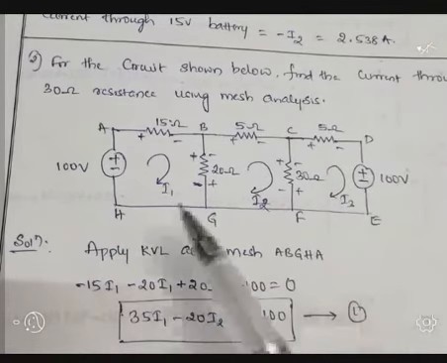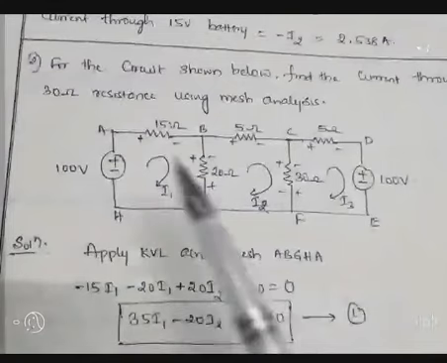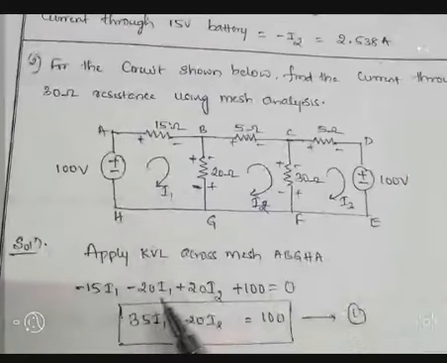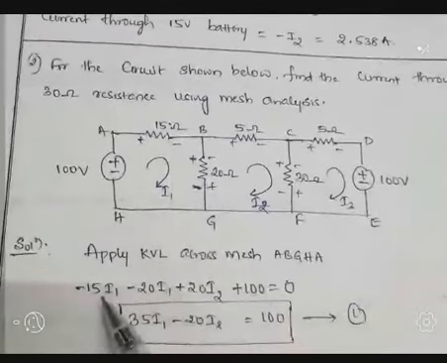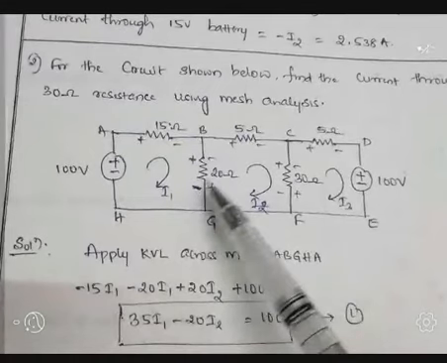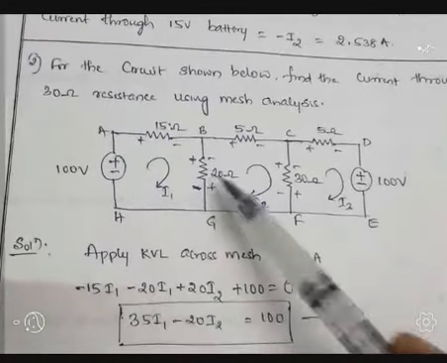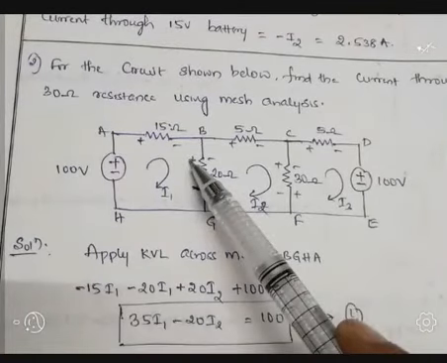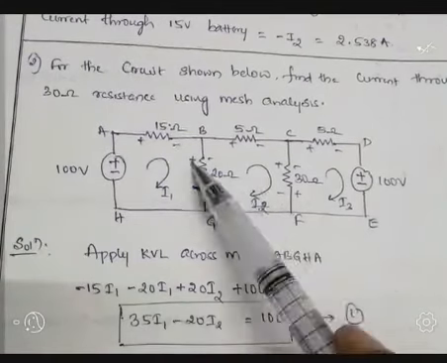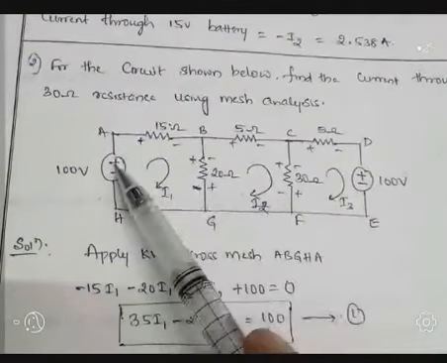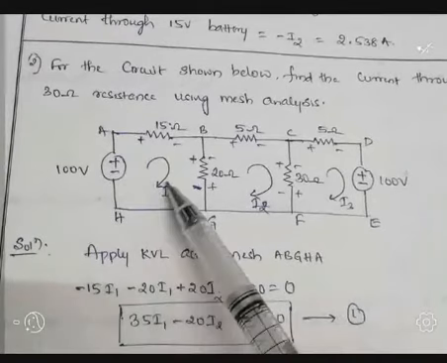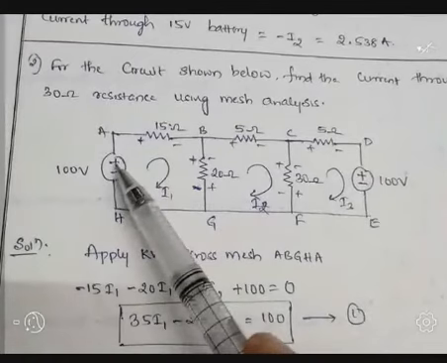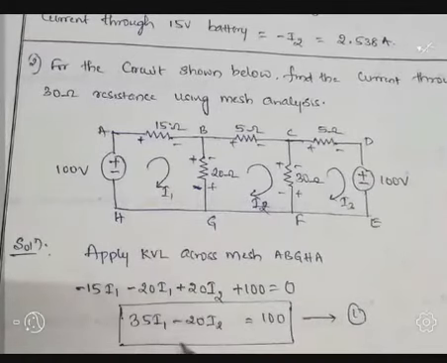First one, apply KVL across mesh A, B, G, H, A. That is minus 15 I1 and minus 20 I1. In the same branch, one more current is flowing, that is I2. Hence this arrow mark is pointing towards plus, hence plus 20 I2. And the next branch is the battery. The current I1 is flowing in the clockwise direction, so the head of this arrow mark is pointing towards plus, hence plus 100 is equal to 0. Do the simplification and rearrange the terms.